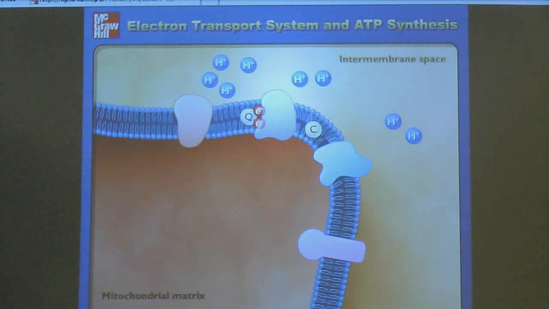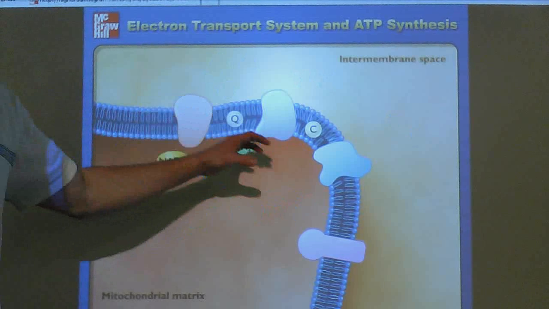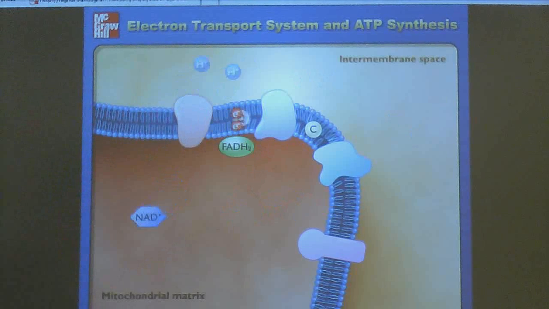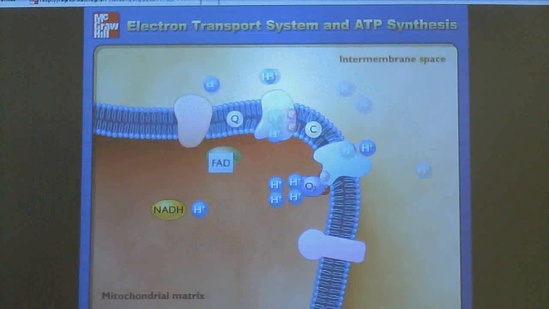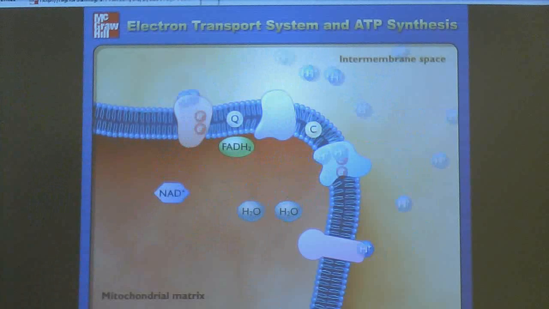So make sure that you take the time to watch this animation through a couple times. It's going to help make a lot more sense out of the ETC. There's a lot of details in here that we're talking about. There are a lot that we're skipping over, the names of these enzymes. But just in general, kind of get the idea of what's happening here.